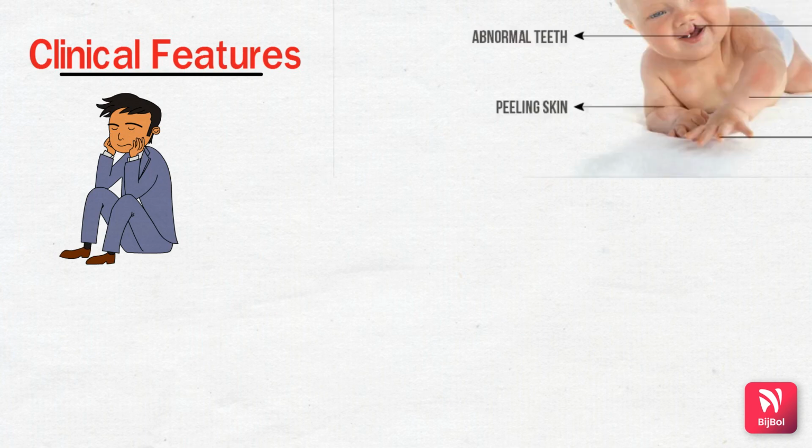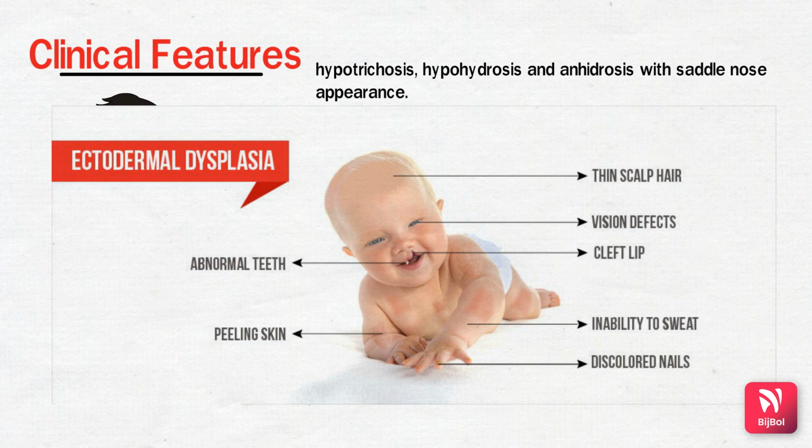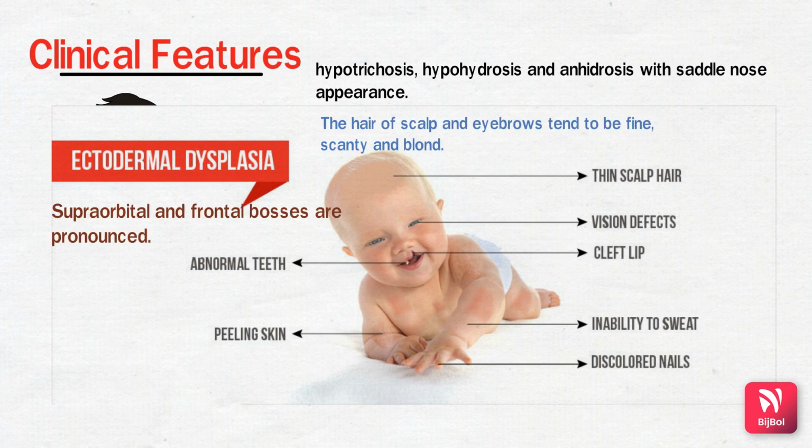Let us look into the clinical features, how they present. Males are affected more frequently than females. Appearance is characterized by hypotrichosis, hypohidrosis, and hyperhidrosis with a saddle nose, thin scalp hair, vision defects, cleft lip, inability to sweat, discolored nails, peeling of the skin, abnormally present teeth, and also the presence of a partial hair lip. The hair of the scalp and also the eyebrows tend to be fine and scanty and blonde.